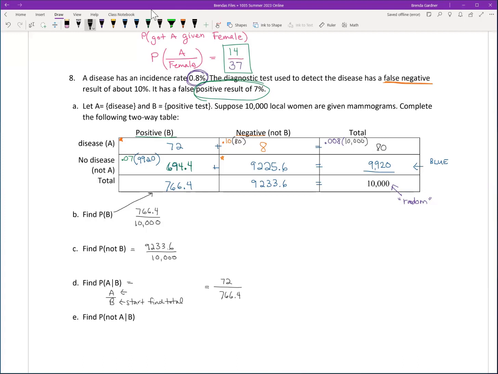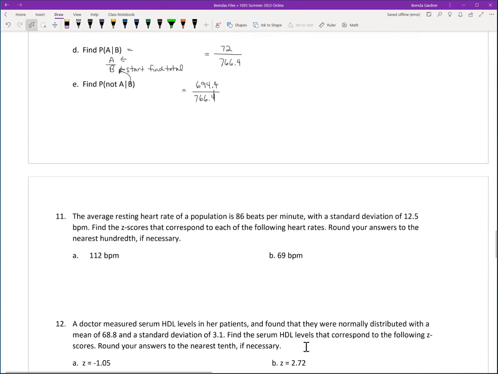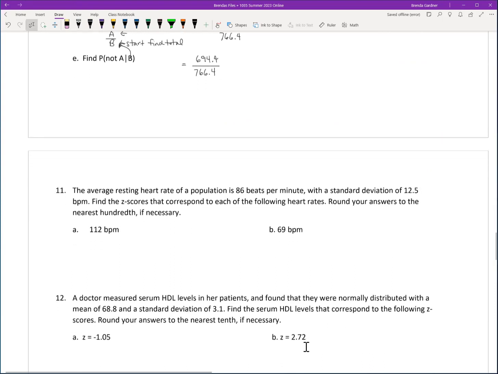And then the probability of not A given B, again, B being your denominator, the total of B is 766.4, and our numerator is not A, or 694.4. Okay. And then again, like I said, change those to decimals or percentages. Okay. We got through that one.